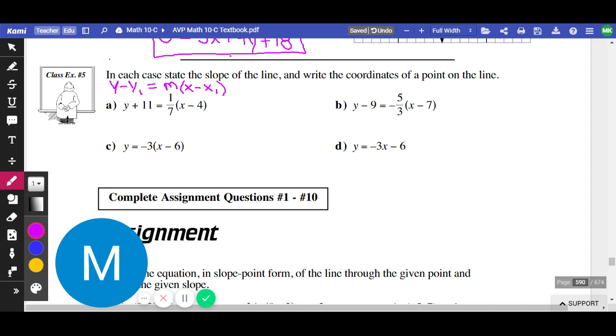Awesome. That's slope point form. I think we can all agree on that. Looking at that, that means I should be able to tell you the slope and a point that it's passing through. The slope is usually pretty obvious. Okay, the slope's the number outside the brackets. My slope is 1/7. My point, not as obvious.